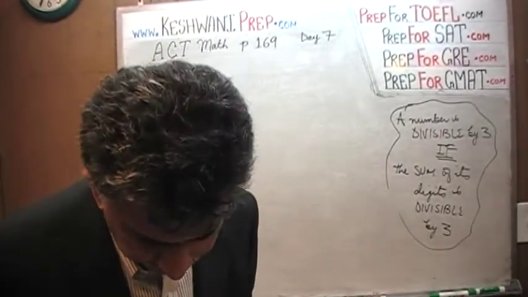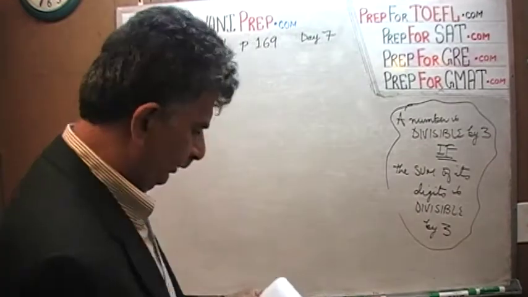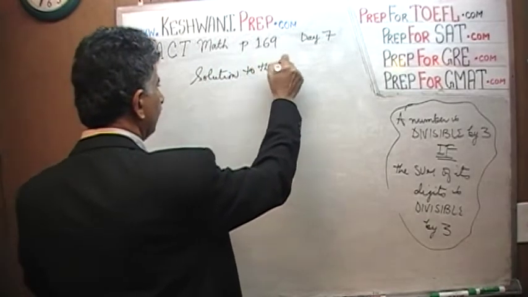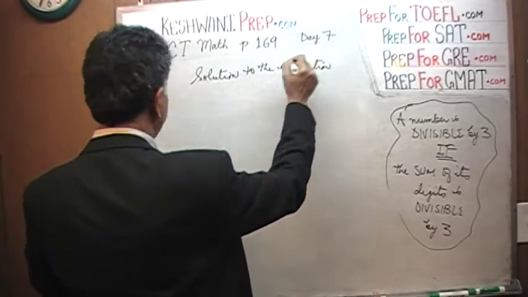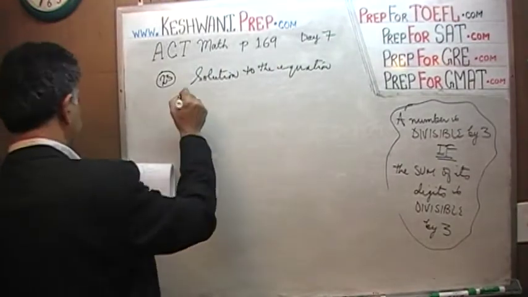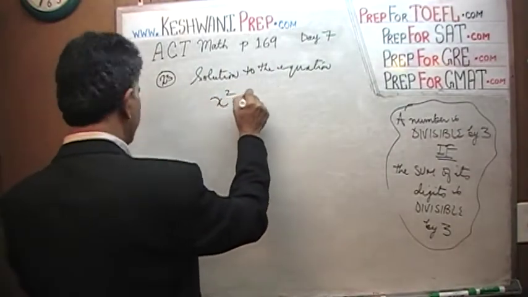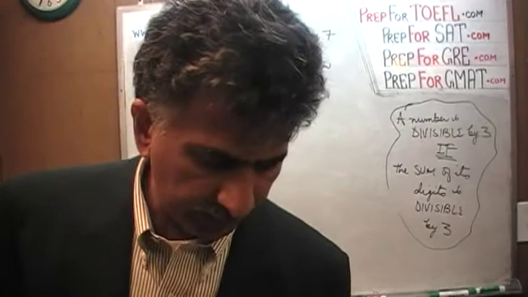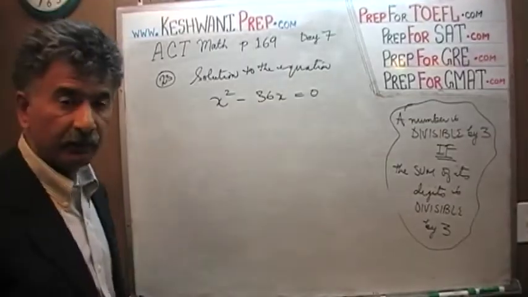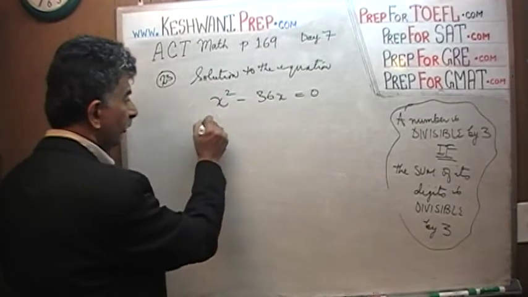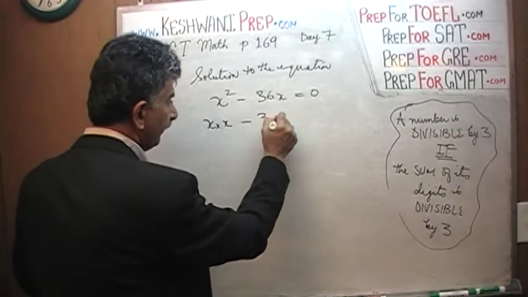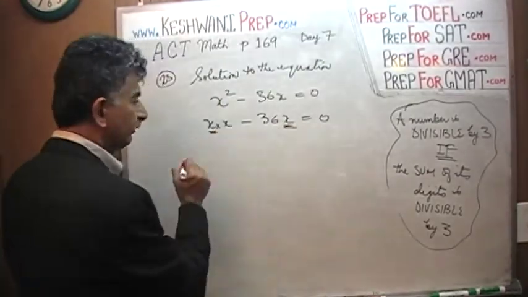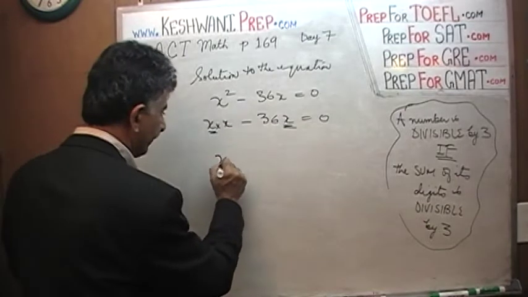Question number 23. Which of the following is the solution to the equation x squared minus 36x equals 0? Well, what do we notice right away? This is x squared, which is x times x, minus 36x equals 0. We have a common factor of x. We can take out this common factor of x, obviously.